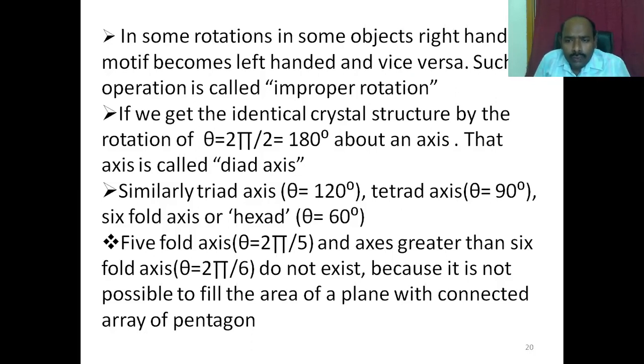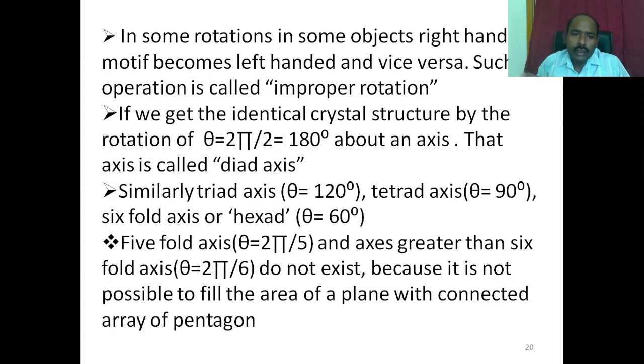For n equal to 4, in the earlier formula we get theta equal to 90. That means in certain crystals, if we rotate the crystal by 90 degrees, we get a similar appearance as compared to before rotation. Such an axis is called a four-fold axis, also called a tetrad axis.